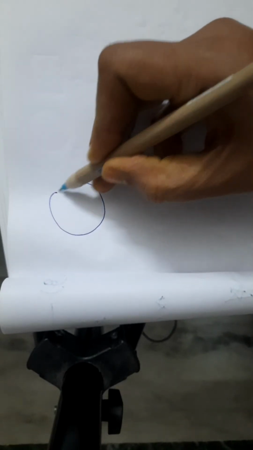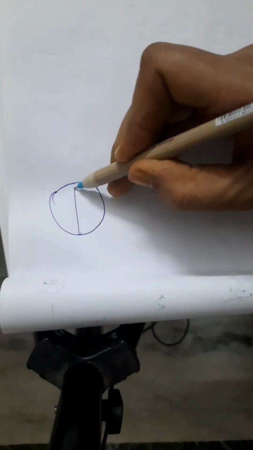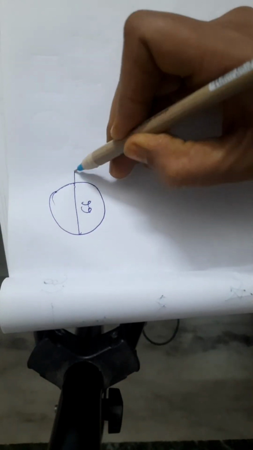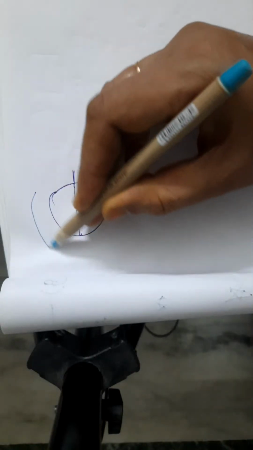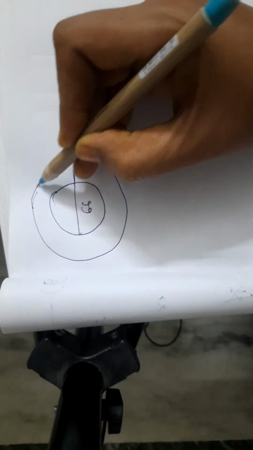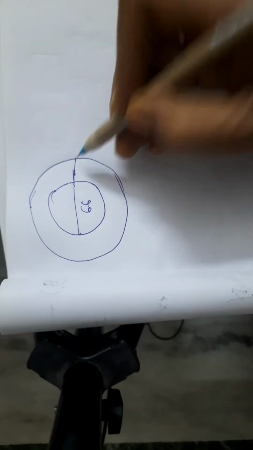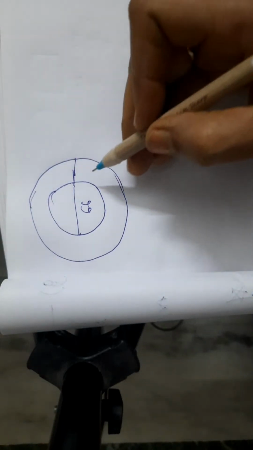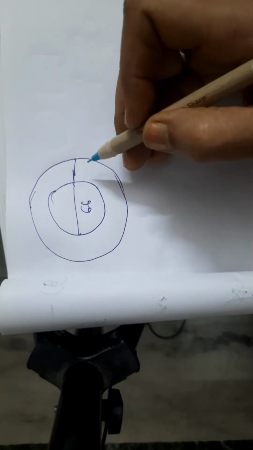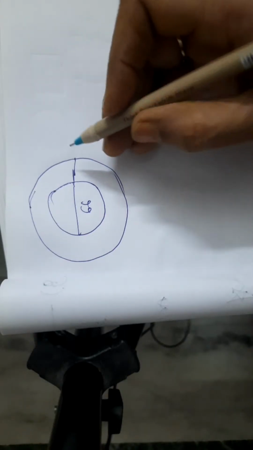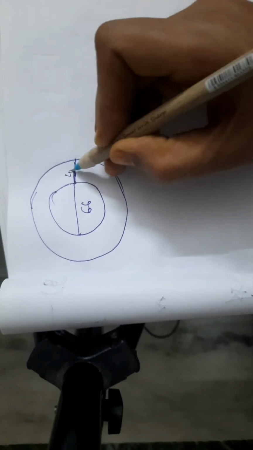So here circular flower bed is there. Its diameter is given 66. It is surrounded by a path. So here another outer circle is there which is surrounding the inner flower bed. The path length is given 4 meter wide. So this is 4 meter.